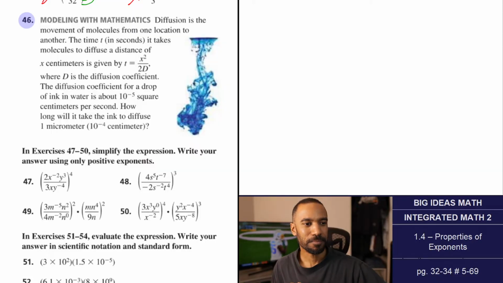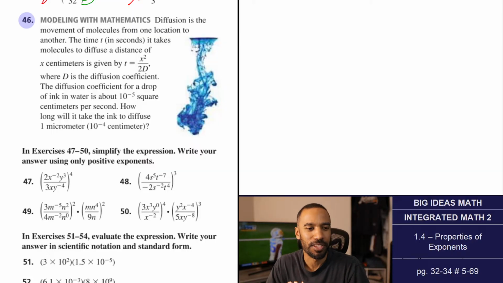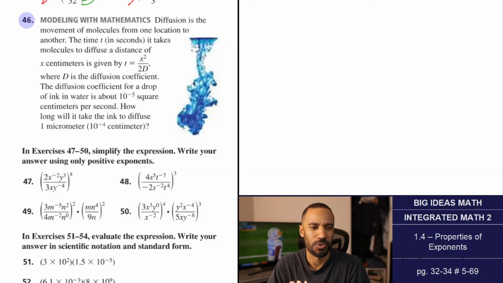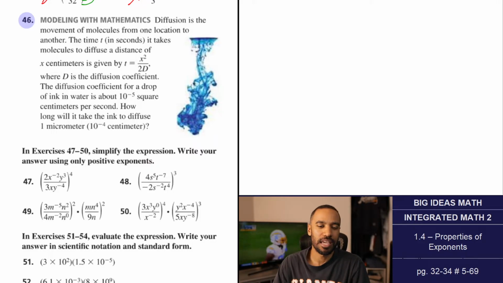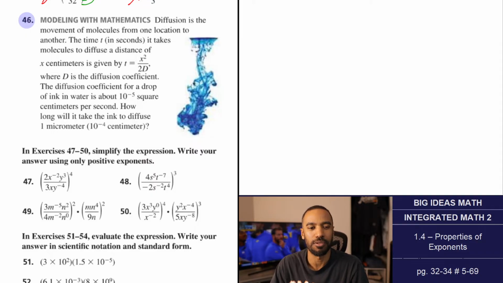Okay. Number 46. Diffusion is the movement of molecules from one location to... It sounds like Oppenheimer. From one location to another. The time t in seconds it takes molecules to diffuse a distance of x centimeters is given by t equals x squared over 2d, where d is the diffusion coefficient.